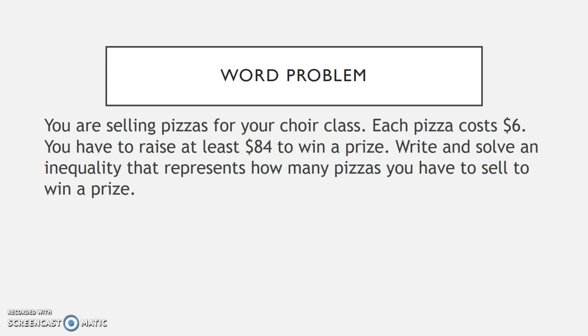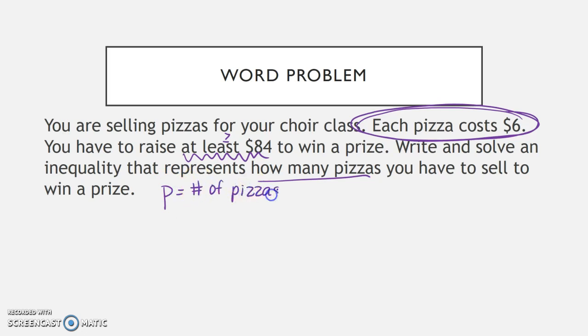So I like to read through the problem and then I go back and underline, circle, or squiggle underneath important information. So it says each pizza costs $6. So every pizza is $6 a piece. You have to raise at least $84. So at least is like minimum, so greater than or equal to $84 to win this prize. Write and solve an inequality that represents how many pizzas. We don't know how many pizzas, so I'm going to use the variable p for the number of pizzas.